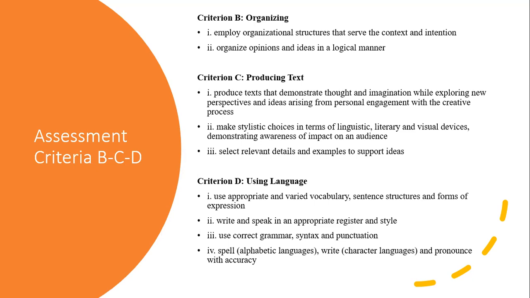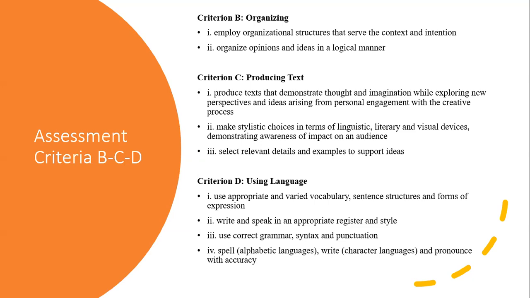Here, you need to provide examples and explanations of the events, lessons, and problems that you're trying to illustrate throughout the context in detail. I should see an example and an explanation that is directly related to the example. This will be discussed later on in detail, and we shall write in the form of PEEL, which is point, example, explain, and link. And finally, criterion D is using language.